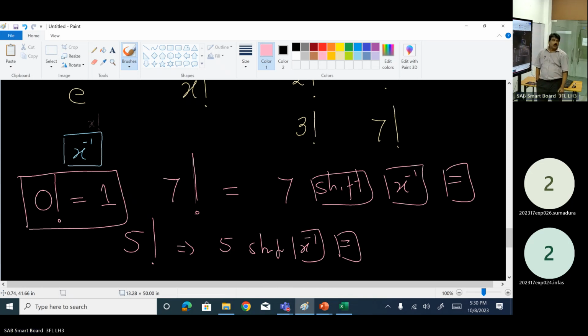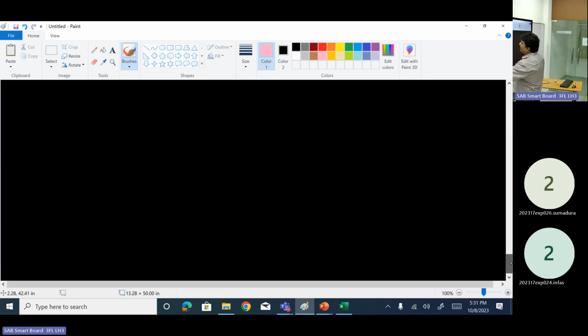Right? Okay. So how about 1 factorial? 1 factorial is also 1. The definition: 5 factorial means you multiply all the integers from 1 to 5; 2 factorial means 1 to 2. So 1 factorial is 1 to 1, all the integers you multiply. So that is also 1. 0 factorial is 1, 1 factorial is also 1.